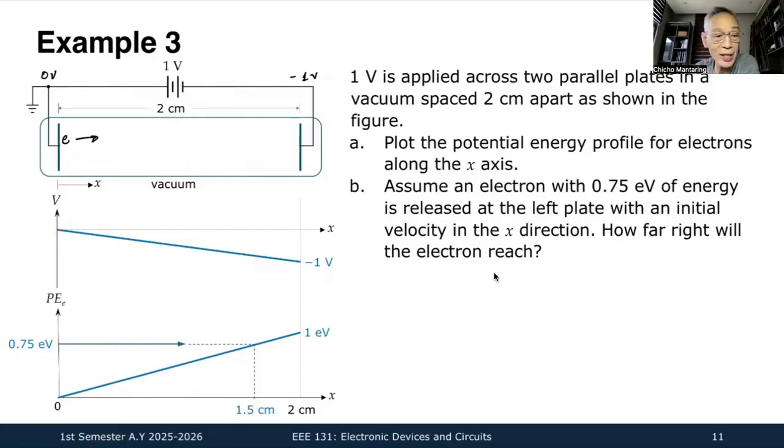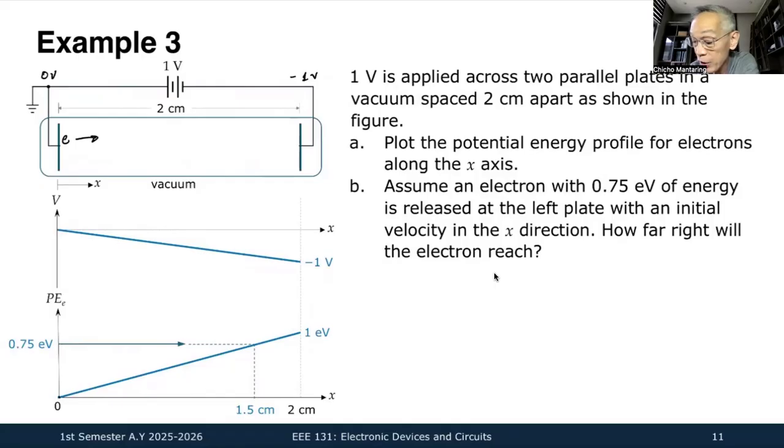Don't ask where it got its energy. There are ways of releasing electrons, for example, with a certain initial velocity. In the vacuum tubes before, they call that an electron gun. Okay? So let's say 0.75 electron volts.